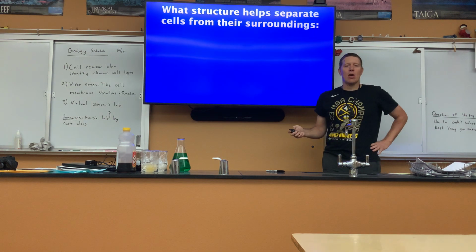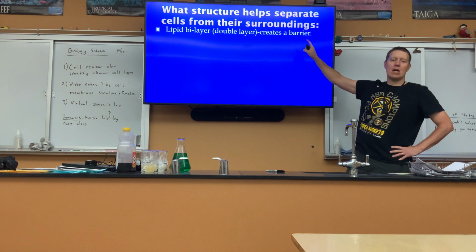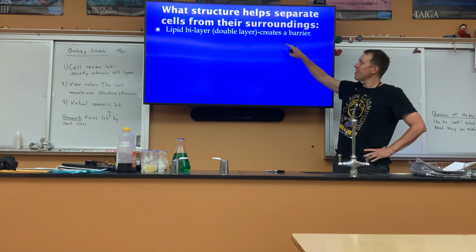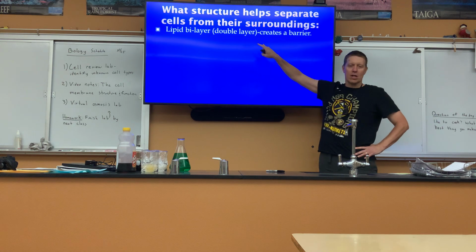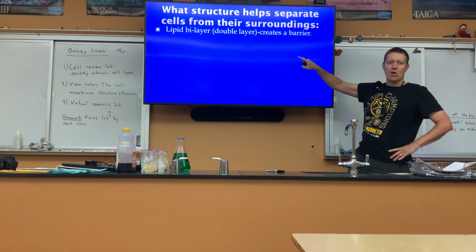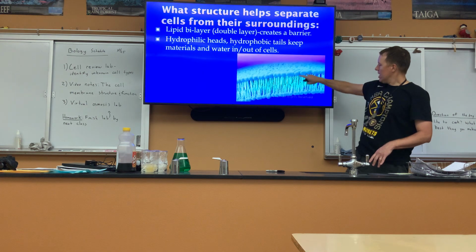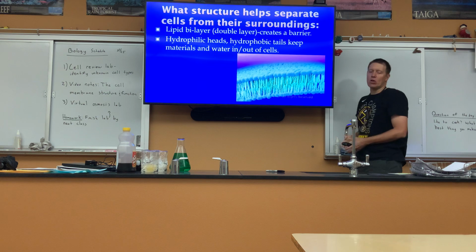So what is it that actually helps the cell do that? We've learned a little bit about phospholipids. We learned that name during the first unit when we did the biochemistry stuff. So phospholipids make this double layer, we call it a lipid bilayer, that creates a barrier that goes all the way around the cell. This is an animation of sort of what that looks like.